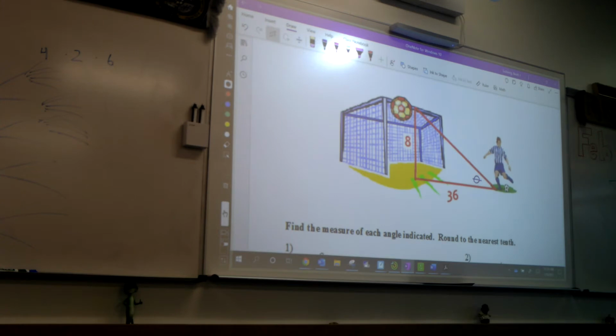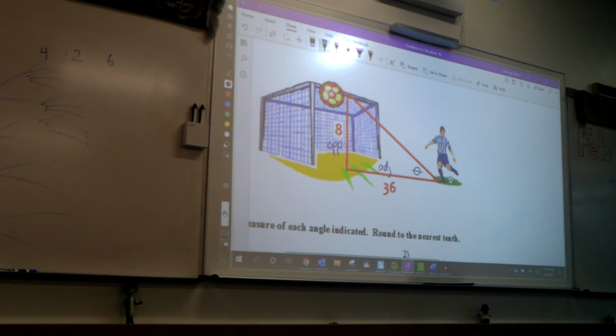Okay, now you can tell me, guys, how would you label 8? Opposite. How would you label 36? Adjacent. And now what we're going to do, guys, is say what trig ratio uses opposite and adjacent. It's a tangent. So how we would set this up, and give yourself some space here, I'm going to put tangent of theta. And then you're going to put 8 over 36. But see how I gave myself some space? You'll see why.